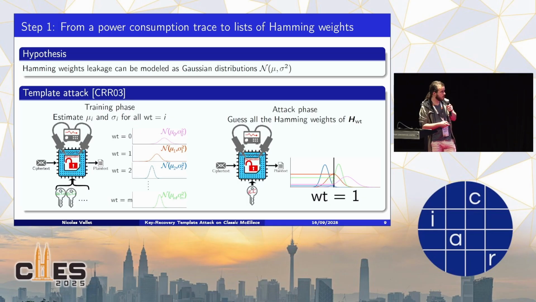used those Gaussian distributions to actually recover the Hamming weight value of the coefficient of HG2 using the power consumption traces of the syndrome computation with the unknown private key.